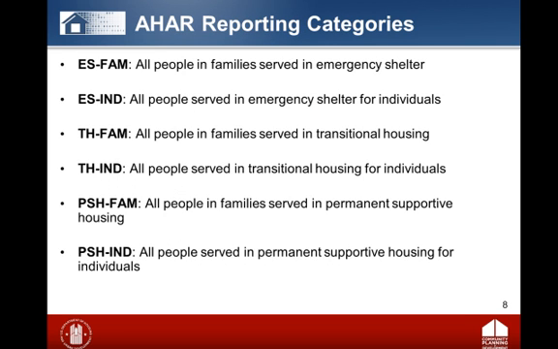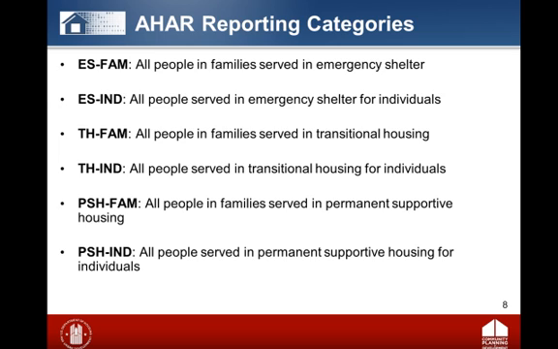There are 6 reporting categories used in the AHAR. They are separated by program type and household type. For the purposes of the AHAR, persons in households with at least one member over the age of 18 and at least one member under the age of 18 are considered in families, and all other persons are considered individuals.